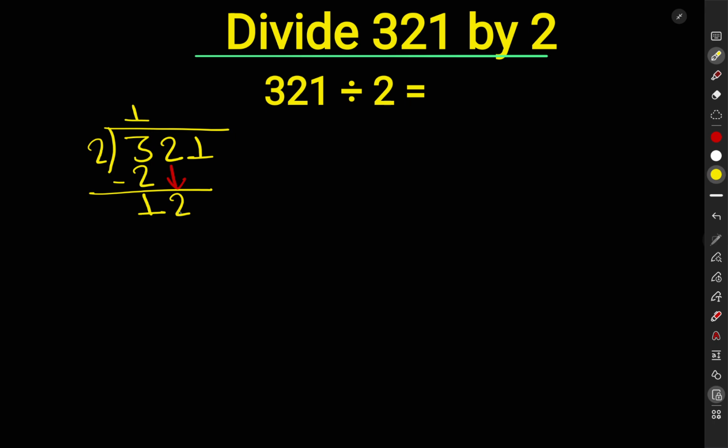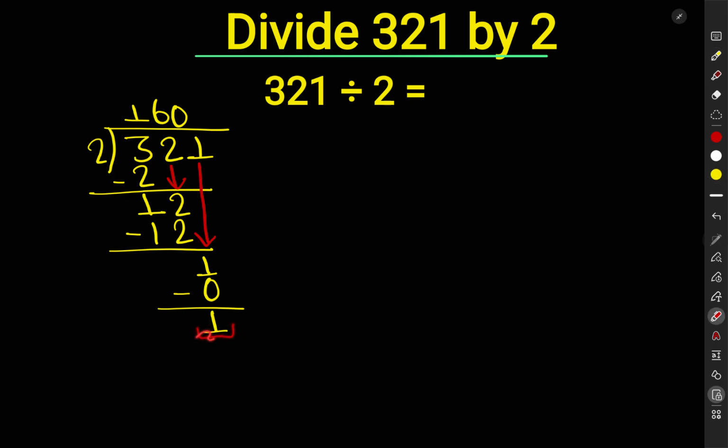So it became 12, and 2 times 6 means 12. On subtracting we get 0. So now again we put down the number beside this 1 and we remove this 0. So 2 times 0 means 0. On subtracting we get 1.